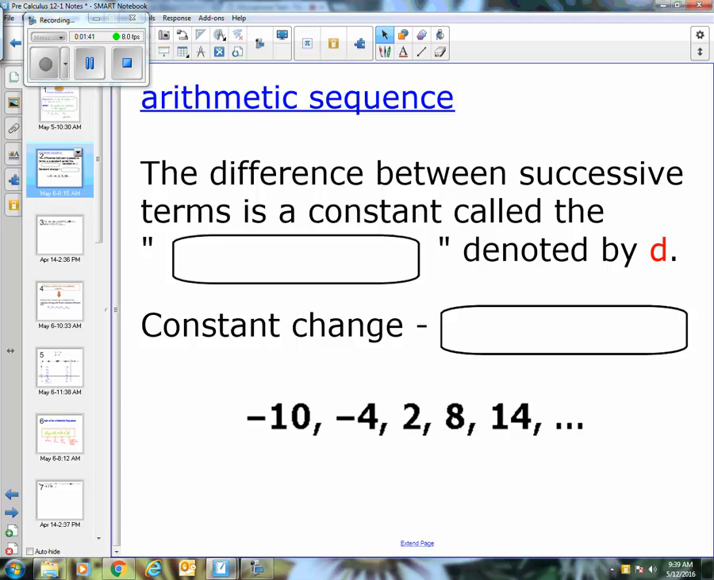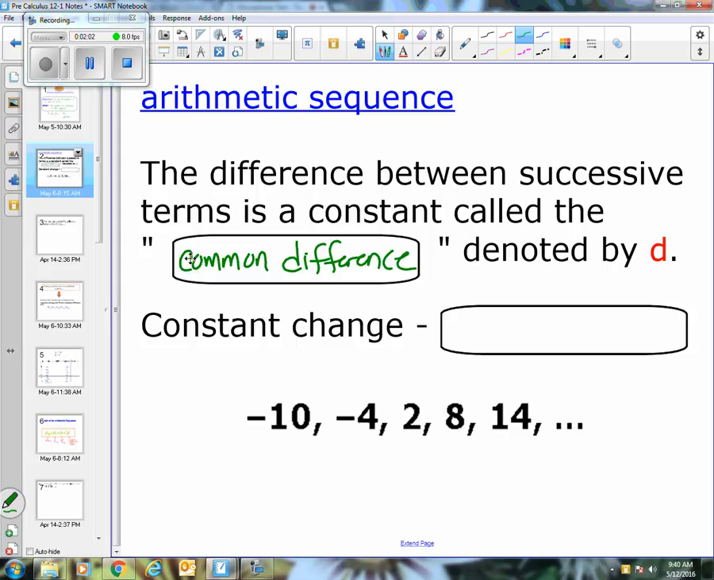So the type of sequence we're going to talk about today is called arithmetic. Arithmetic is a very special type of sequence where the difference between terms, so successive means right next to each other, is a constant, like it's always the same. So what we call that is the common difference. So the difference between the terms as we go from one term to the next is always the same. And because they're super creative, we call that d for difference. So what you go up by each time is always the same.